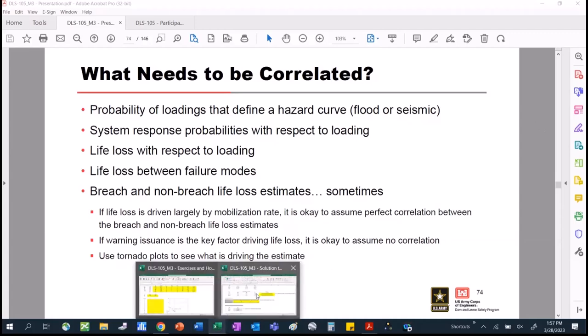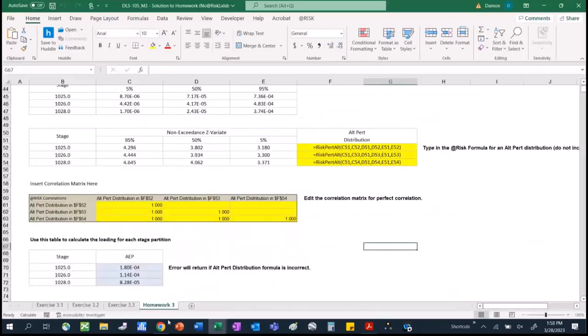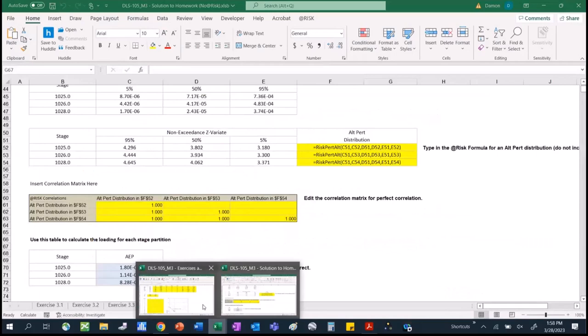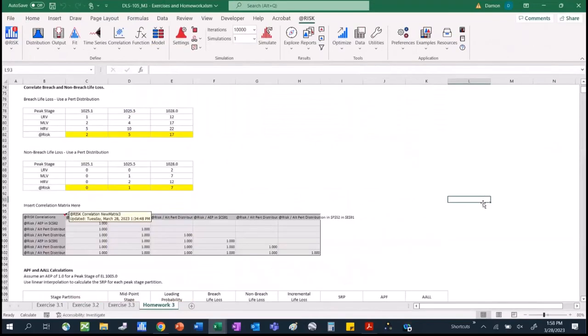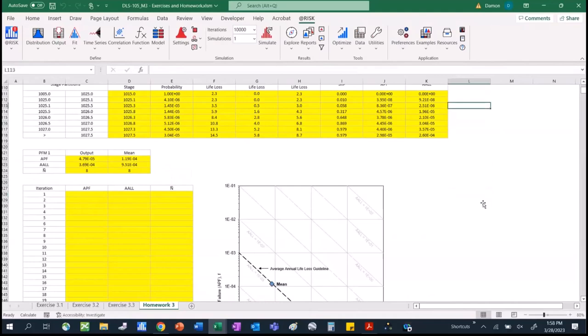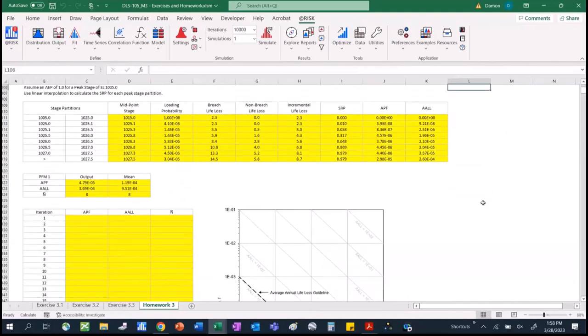Thanks. Very good. I have another question also on life loss. Sure. Go back up to the APF AAL calculations. Mm-hmm. And under the intervals 1,005 to 1,025, why is the breach loss not zero?